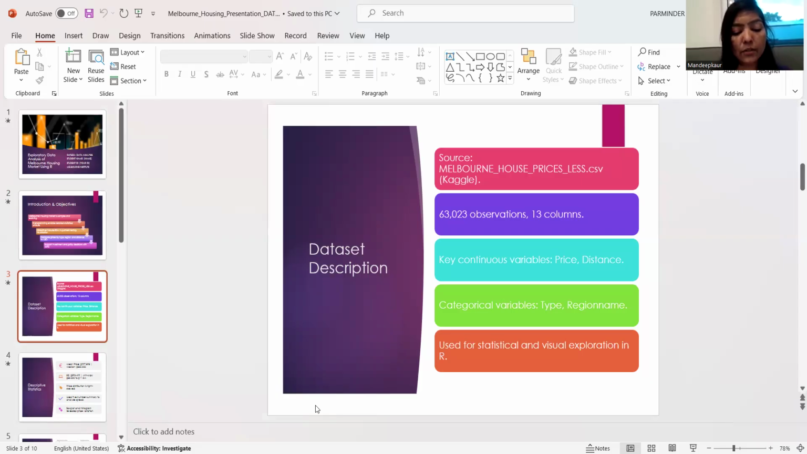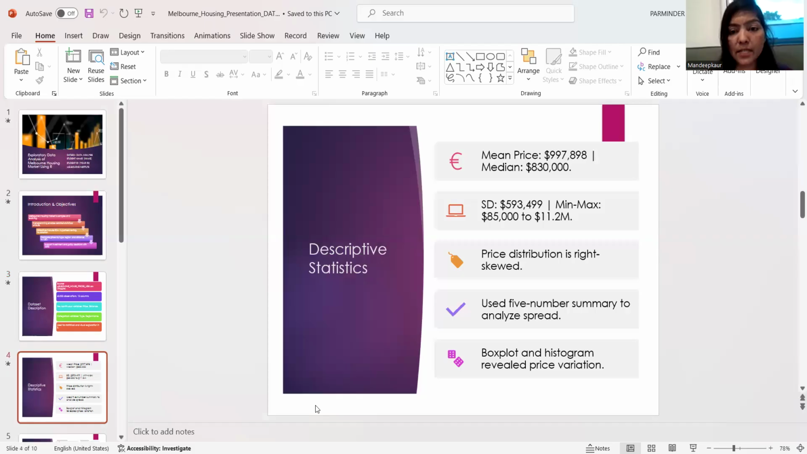The key continuous variables are price and distance, while the categorical variables include type and region name. The presence of both numerical and grouping data allowed for comprehensive analysis using descriptive methods, hypothesis testing, and graphical presentations. My next slide is descriptive statistics.